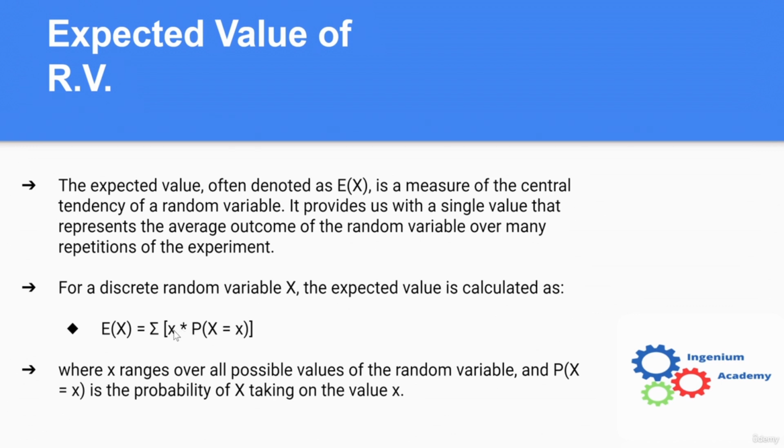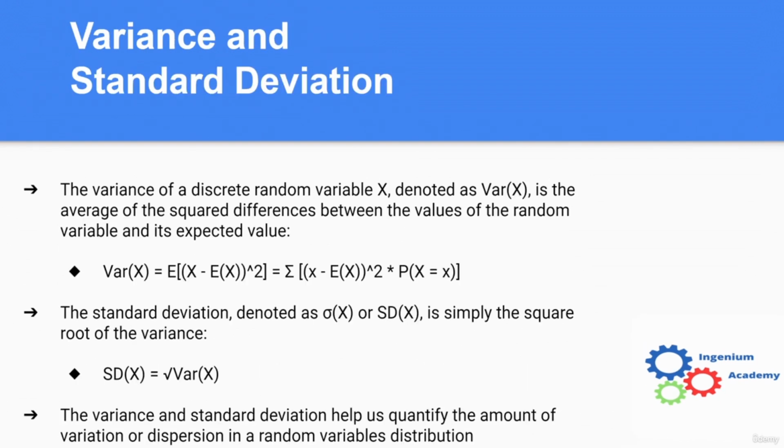So this would be 1 over 6 times 1, plus 1 over 6 times 2, plus 1 over 6 times 3, and so on until you get to 1 over 6 times 6, and you add them all up, and you would get an average of 3.5. And it ranges over all values of x. We're going to see this in a concrete example to see how this actually works out. So that was the expectation of a discrete random variable.